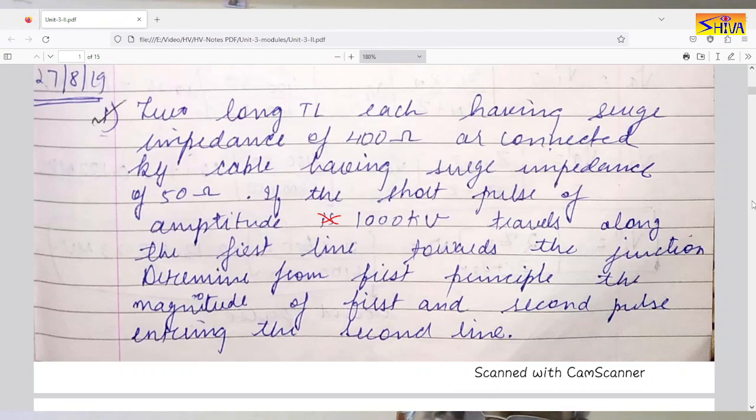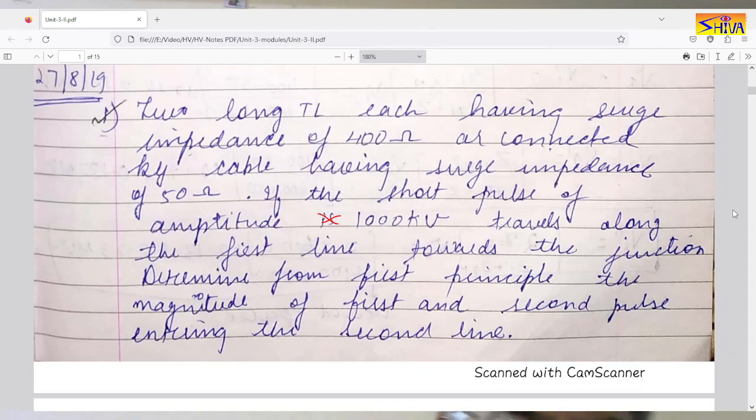Hello friends, good morning. In the unit on traveling waves, so far I have discussed what are traveling waves, the terms associated with traveling waves, the equations for transmitted and reflected voltage as well as current waves in terms of incident voltage and current waves, then the transmitted voltage wave equation for different types of terminations, and finally I had discussed the Bewley lattice diagram. Now I will take a few numericals on the traveling wave unit.